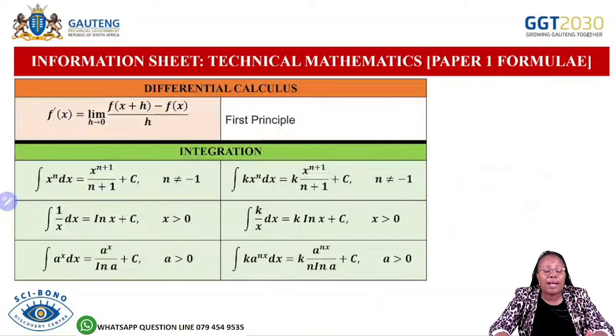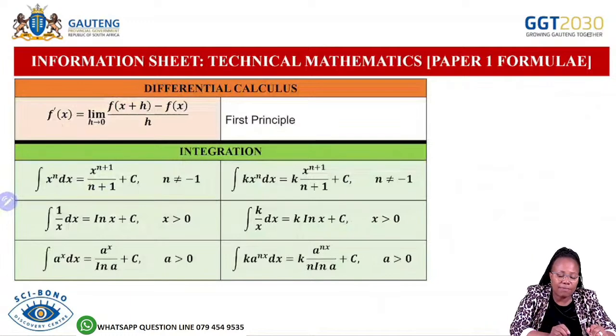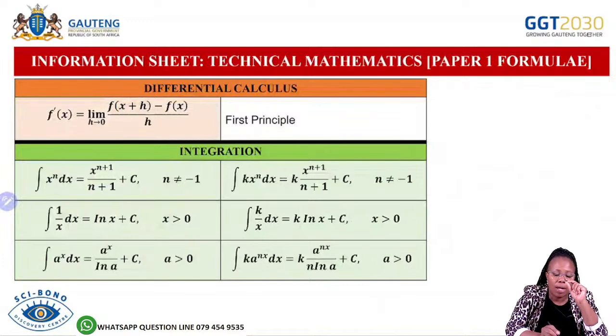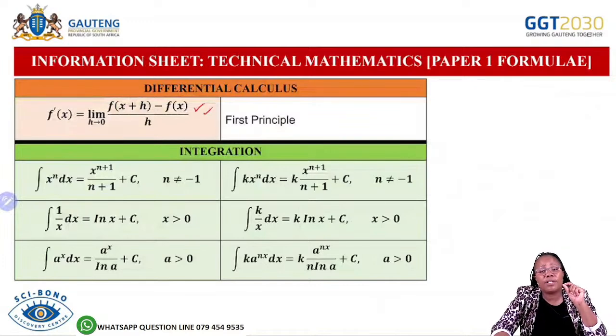And then the last two are for differential calculus and integration. That is all about your paper 1 formulas. They end with integration. Okay, now with the differential calculus, we have only one formula that we use from your formula sheet. That is f'(x) is equal to the limit of [f(x+h) - f(x)] over h, as h approaches 0. That is for the first principle.